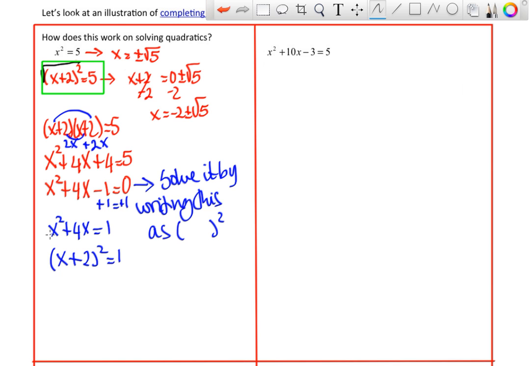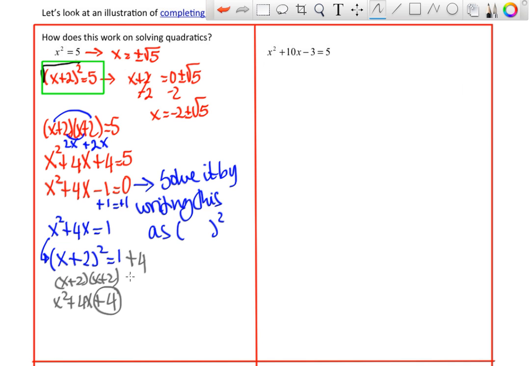But if you write x squared plus 4x as x plus 2 squared, you really wrote that as, let's see, x plus 2 times x plus 2. That is x squared plus 4x. That's great. And 2 times 2 is 4. So I would argue I have an extra 4 here. So I'm going to put an extra 4 over here.